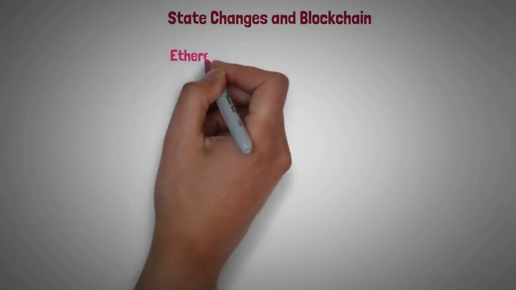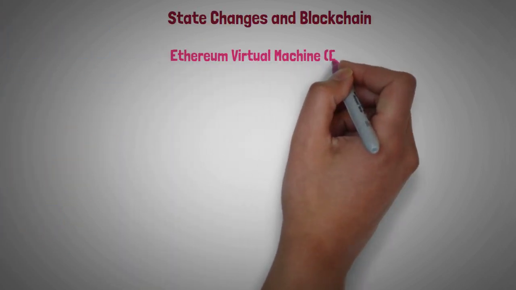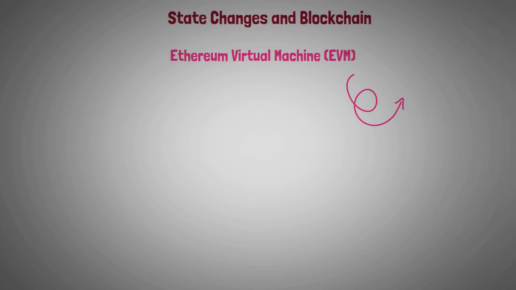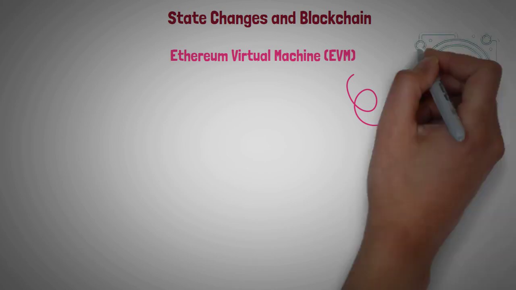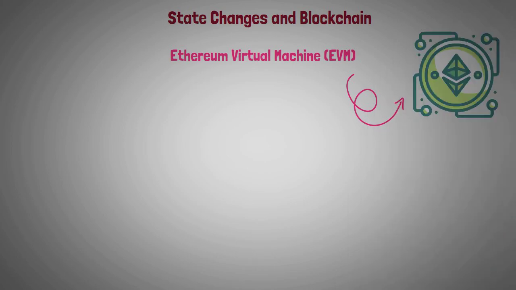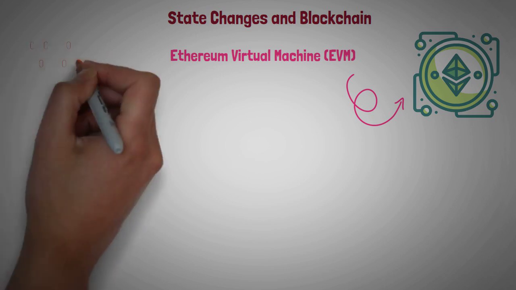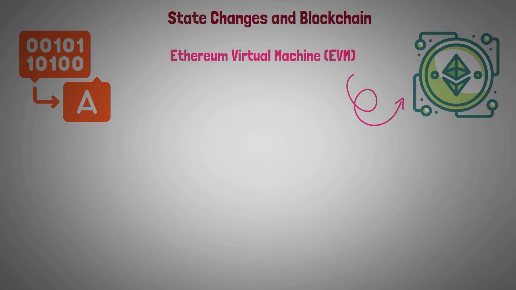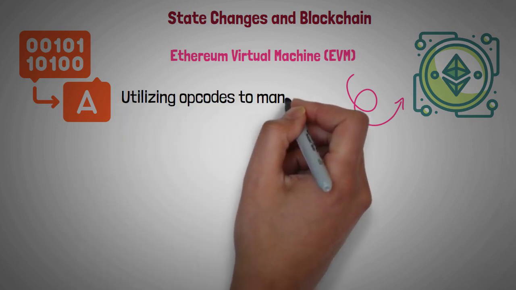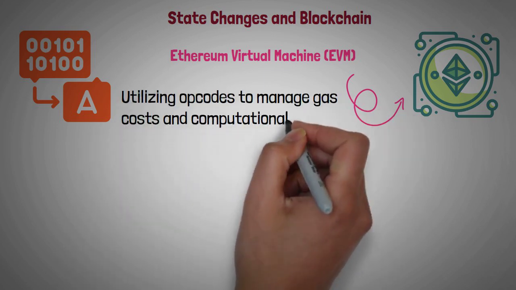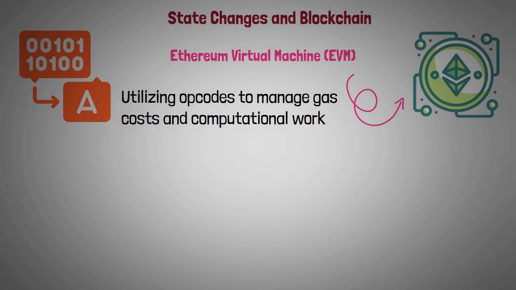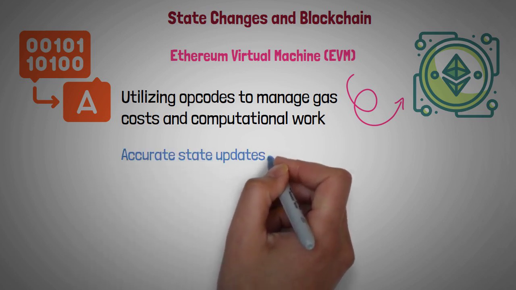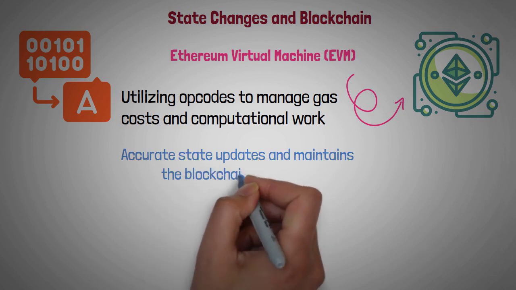In short, the Ethereum Virtual Machine, EVM, is a powerful and versatile component of the Ethereum blockchain, providing a standardized environment for executing smart contracts. It translates high-level Solidity code into bytecode that the EVM can process, utilizing opcodes to manage gas costs and computational work. The EVM's sequential transaction processing ensures accurate state updates and maintains the blockchain's integrity.